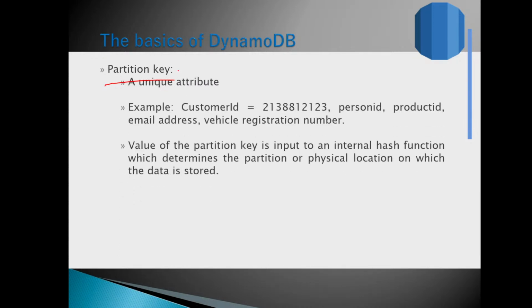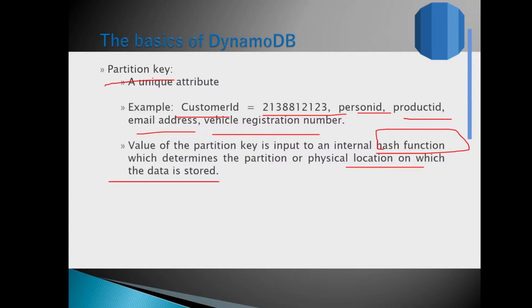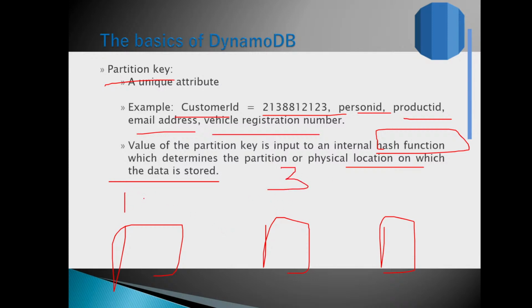It is a unique value, customer ID 1 2 3 4 5 6, person ID, product ID, email ID, vehicle registration number. These are quite good examples of partition key or unique key. The value of partition key is the input of an internal hash function, ये hash function use होता है, which determines which partition or physical location the data is stored in. So basically कौन से storage पे store करना है ये record को. So if there are 3 partitions, you can assume 3 factor, 3 से divide कर दो. So let's say 100 है. If you divide 100 with 3, the remainder is 1, 0 1 2. So 100 will be stored here.